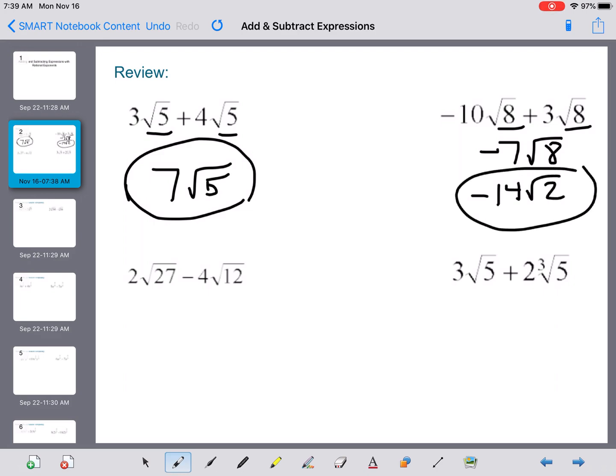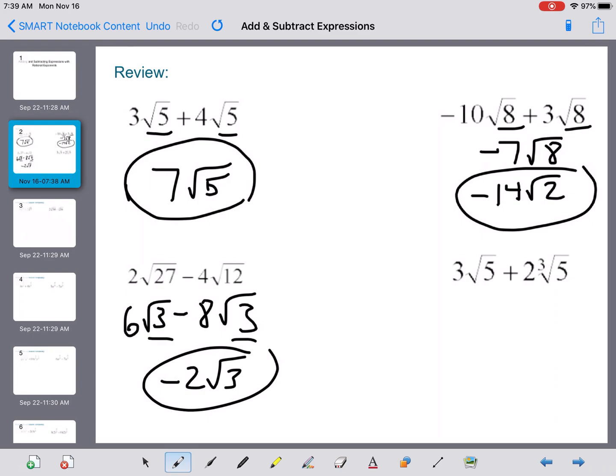For the next one, we can't add first, so we need to simplify. So the square root of 27 would be 3 root 3. And that 3 on the outside is going to multiply with 2 to be 6 root 3. Same with root 12. That's a 4 times 3, so that 2 is going to go to the outside, so we get minus 8 root 3. And then now we can add those because we have the same radical. And so we're going to have minus 2 root 3 as our final answer.